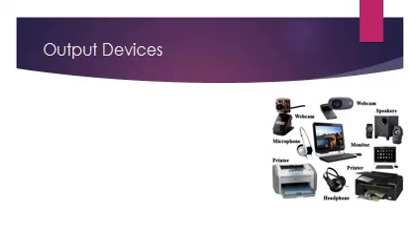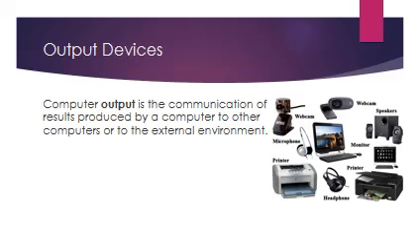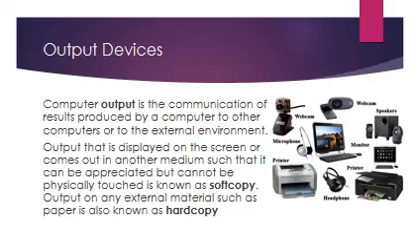Right. So if you are listening to music and it is coming from the computer, this is output coming into the external environment, and your ears will pick that up. Or the content of something in the computer is translated from the computer onto a sheet of paper through a device called a printer. So in that case, the printer becomes an output device. Basically, what we are saying is that it is the communication of results produced by a computer to another computer or to the external environment, like I've said.